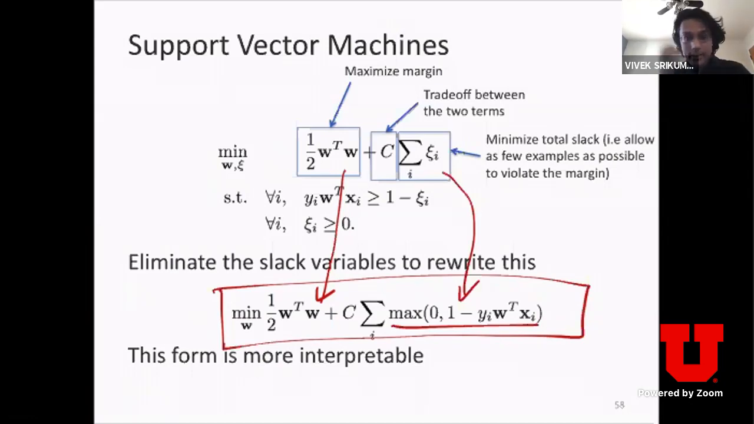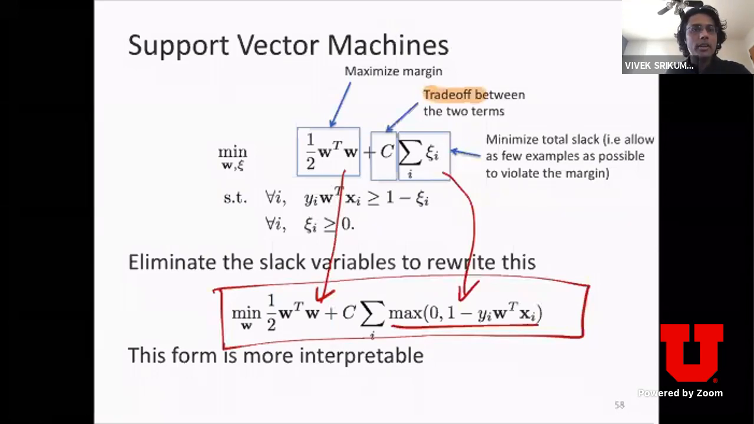Is C given? C is a hyperparameter. We've introduced our new hyperparameter for SVMs. In fact, this kind of hyperparameter is going to show up pretty much for all learning algorithms going ahead. I'm calling it a trade-off, and I'll show you what trade-off it does. In fact, that's the interpretable thing that we'll get out of this second representation.